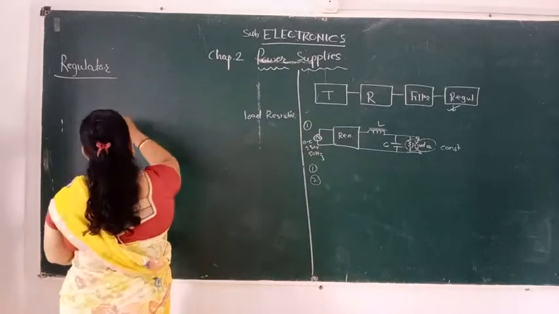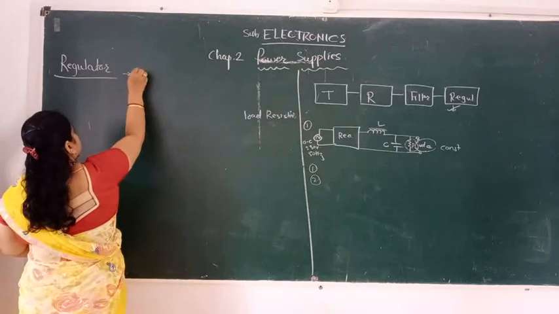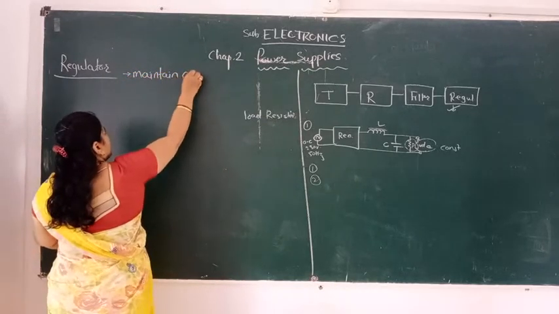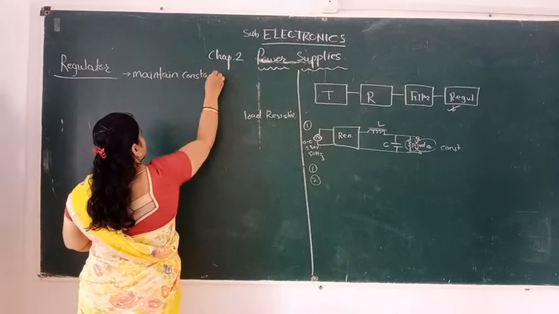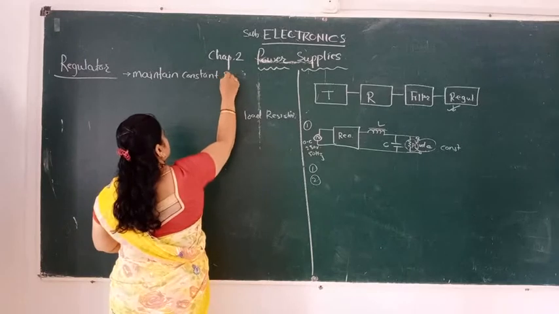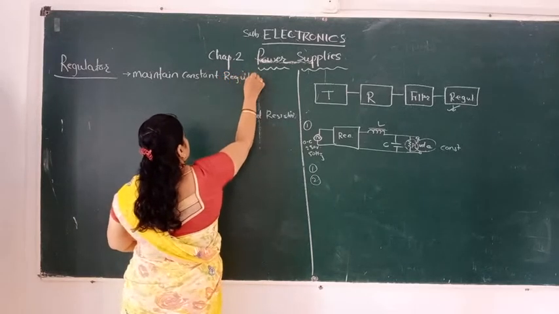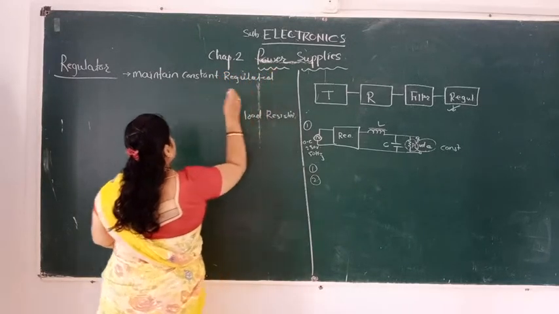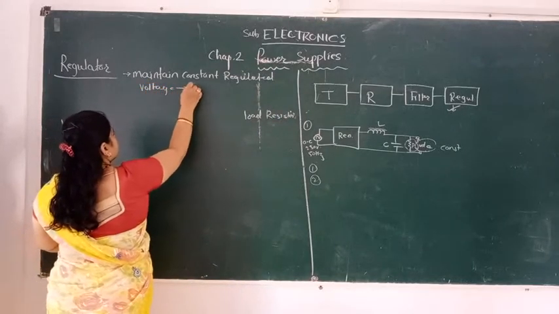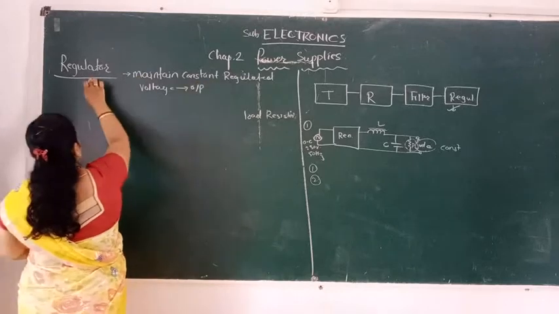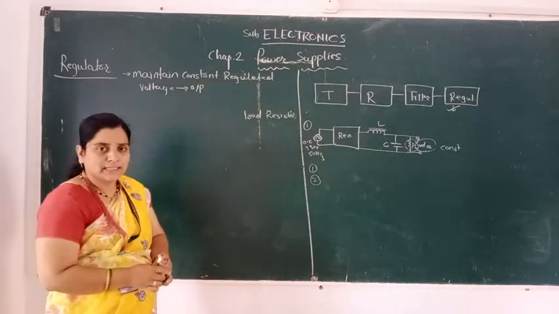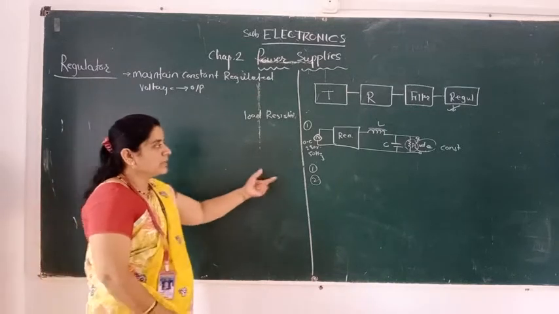Why is the regulator used? It is used to maintain a constant, regulated voltage at the output. Therefore, there is a need for this regulator. Is that clear? Why is there a need for a regulator?